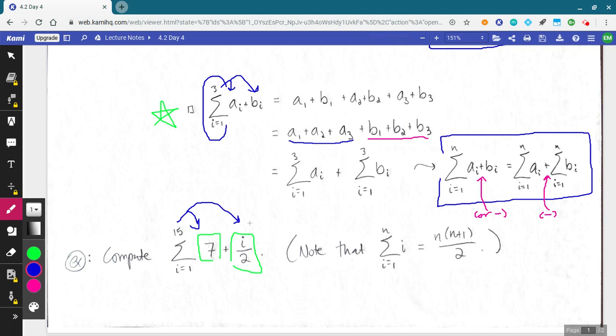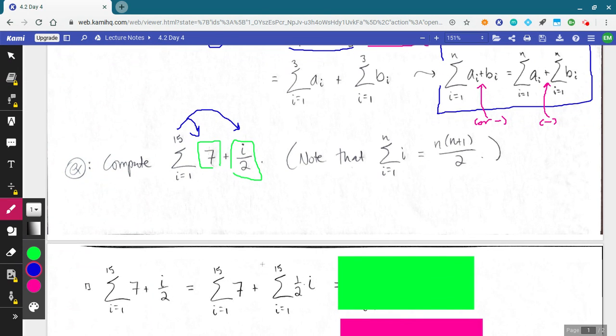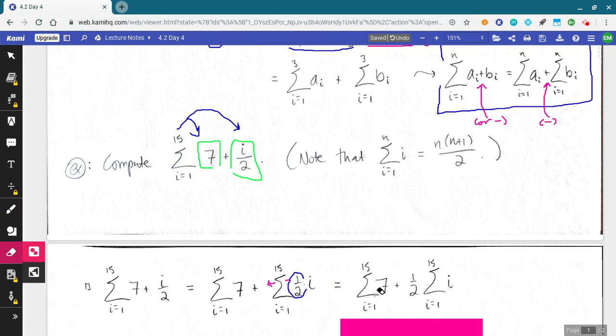All right, well, let's talk about this together. If we take our sum and distribute it to both pieces here, the 7 and the i over 2, here's what we get. I have taken the liberty over on the right of taking our 2 in the denominator and sliding it out as a 1/2 constant multiple. But now with our constant multiple rule for sums, we can slide that out front. What we get is the sum from i equals 1 to 15 of 7 plus 1/2 times the sum from 1 to 15 of i.